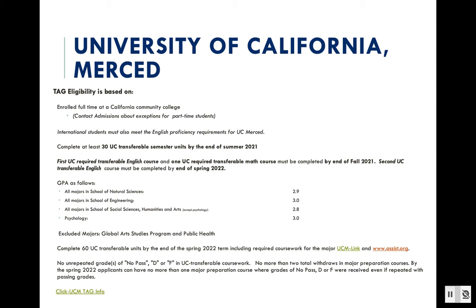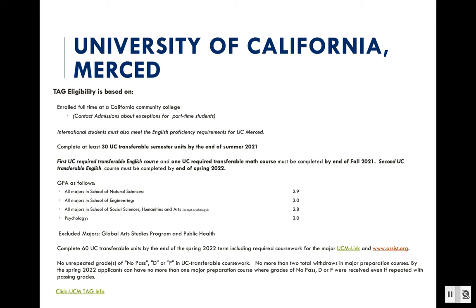They require that your first required transferable English course, this is the course that's fulfilling your Area 1A of your IGETC General Education, and one UC required transferable math course to be completed by the end of fall 21. You have until the end of spring 22 to complete the second transferable English course, or whatever course you're taking to fulfill Area 1B critical thinking of your general education.